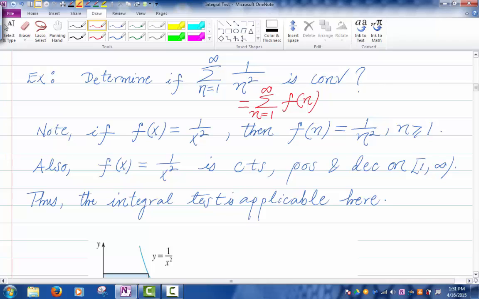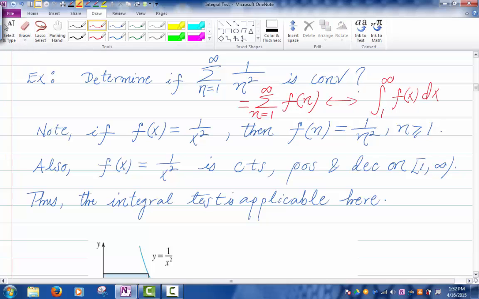So what does the integral test say here? The integral test says that whether the series n going from 1 to infinity of f of n is convergent or divergent depends on the integral from 1 to infinity of f of x dx. In fact, you don't have to start the integral at 1. You can start the integral at whatever number you want. Am I making sense? But here I'm going to start at 1.